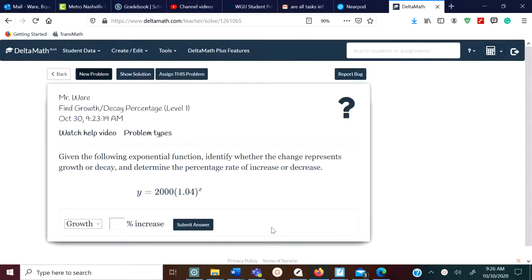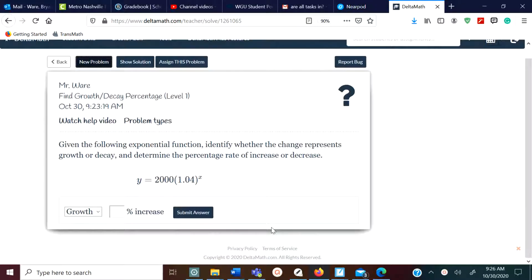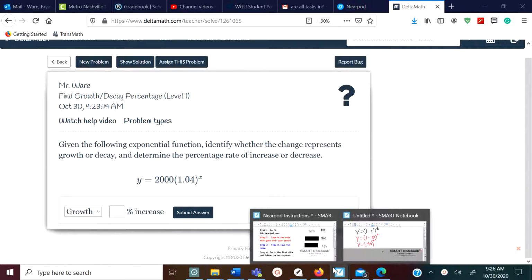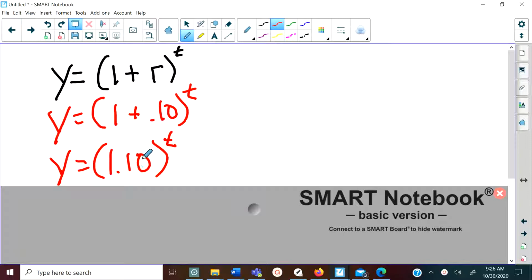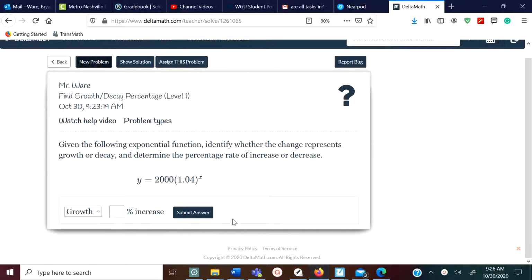So on this one, it says, given the following exponential function, identify whether the change represents growth or decay, and determine the percentage rate of increase or decrease. So if I go back to what I had before, notice how this is less than 1. As soon as you subtract that from 1, it's going to be less than 1. It's a decay. Notice how this one is greater than 1. As soon as you add it to 1, it's going to be greater than 1. So that is a growth. Right away, you can tell that since this is greater than 1, in between the parentheses, it's going to be a growth. So you're going to leave this as growth.